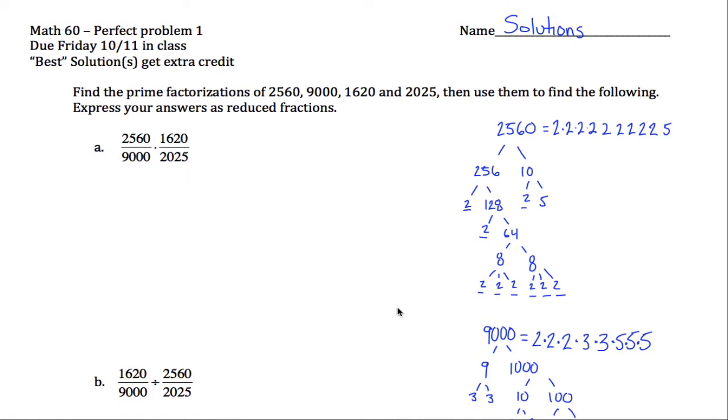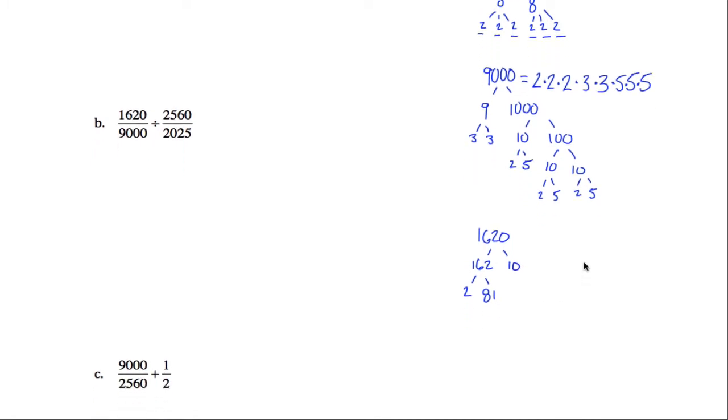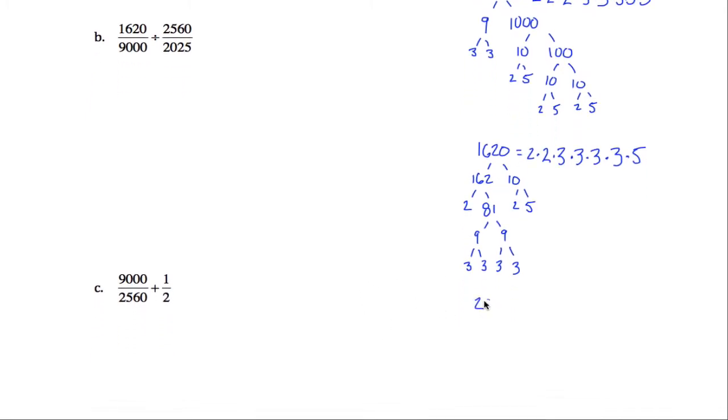And so continuing, prime factorization of 1620. 10 times something, that something is 162. 162 is even, so it's 2 times something, in this case 81. 81 is 9 times 9. And 9 is 3 times 3. So because 10 is 2 times 5, we get the prime factorization of 1620 is 2 times 2 times 3 times 3 times 3 times 3 times 5. And lastly, you're probably getting sick of this, I know I am, 2025.